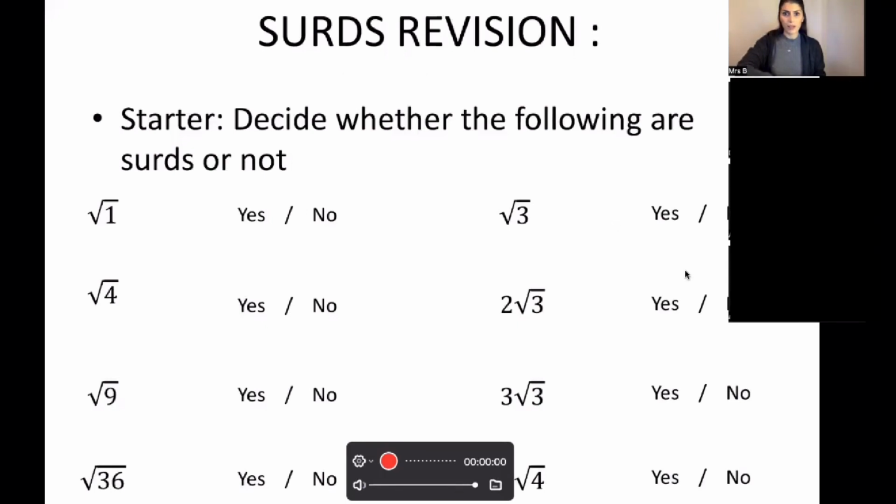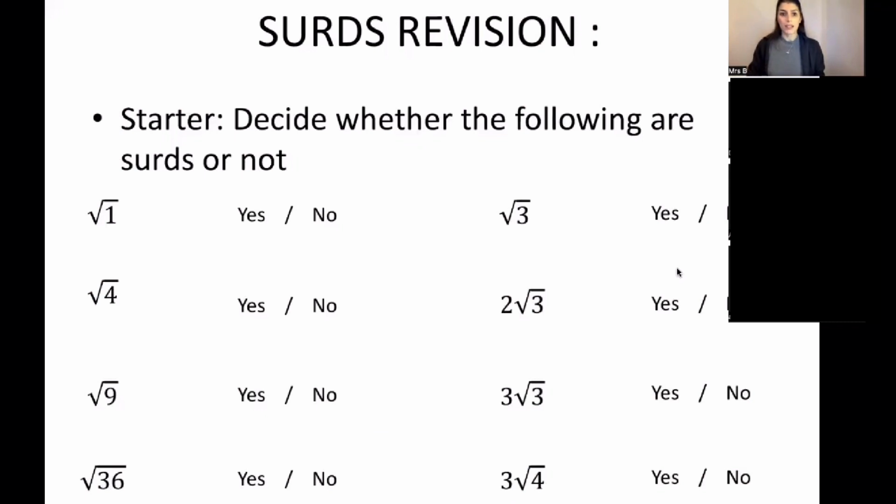Lovely. So, surds revision. What is a surd? I'm going to give you 1 minute to see if you can write down whether each of these numbers is a surd or not. Okay, so if you can write in the chat if you know what a surd is or which ones are surds. If not, I'm going to get started.